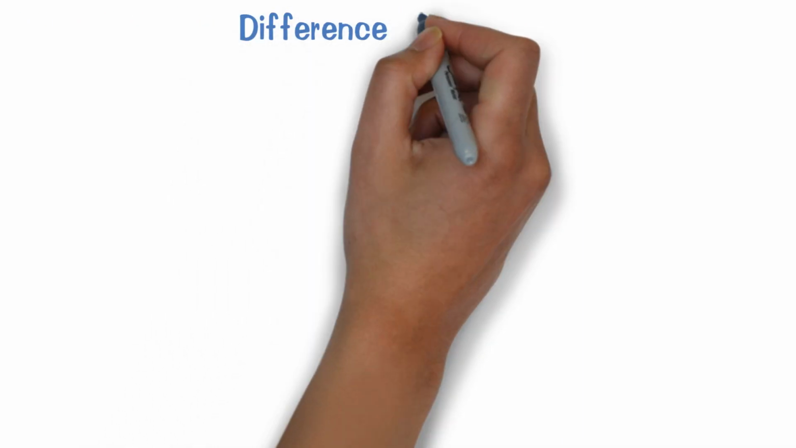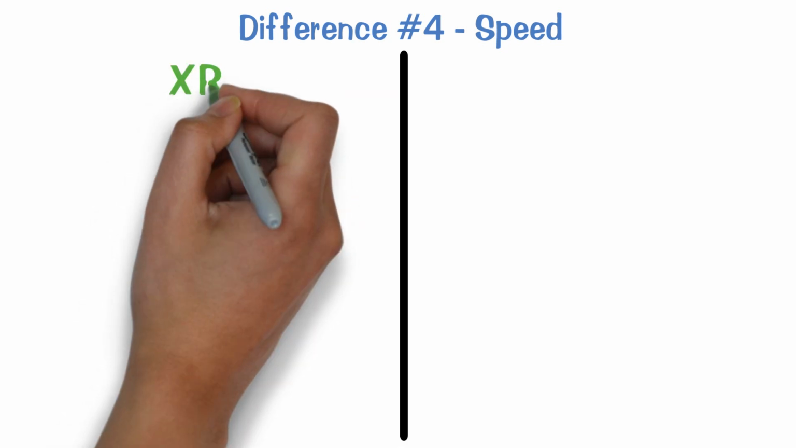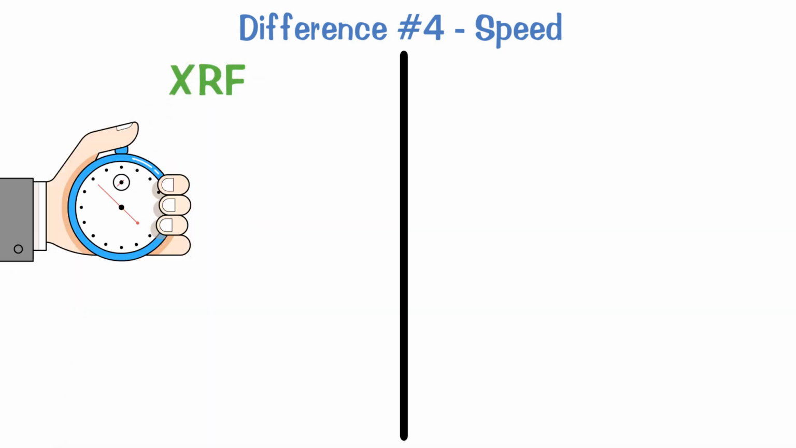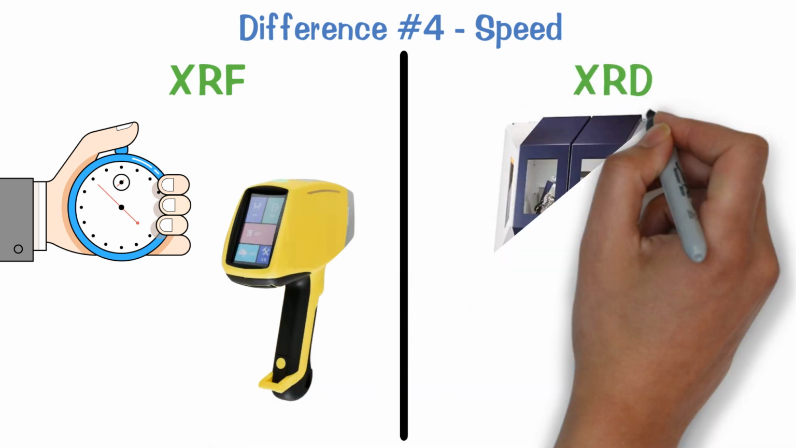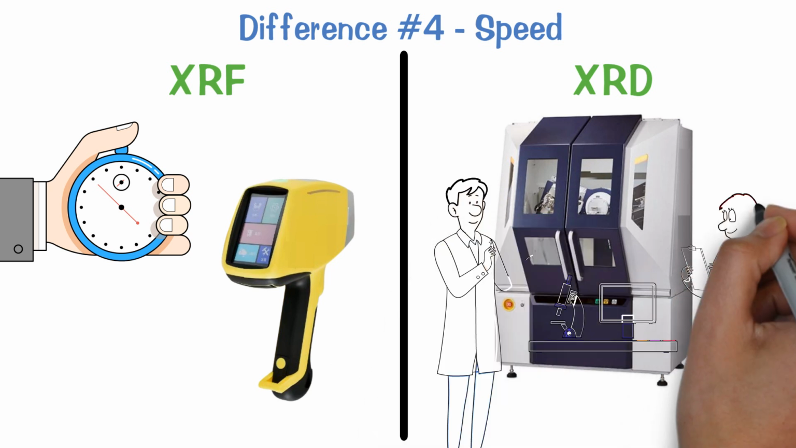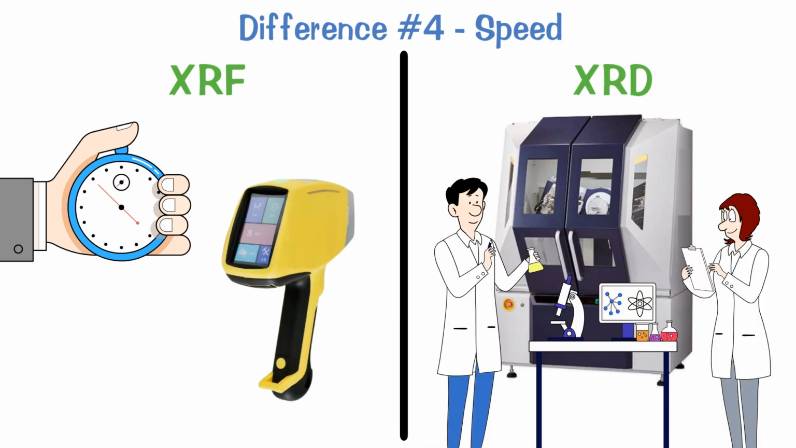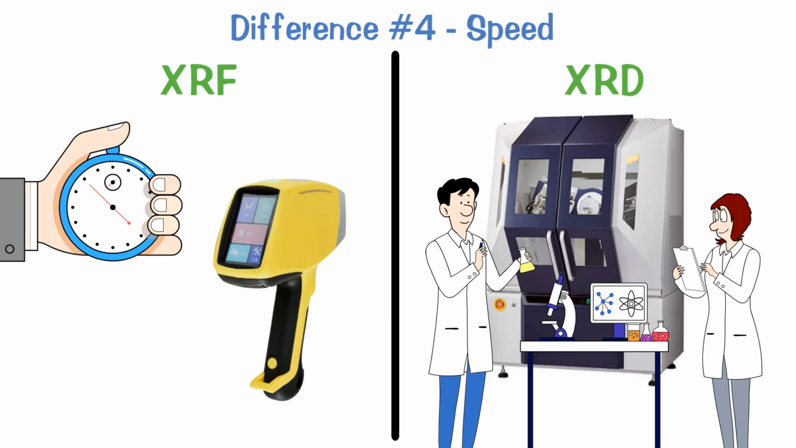Difference number 4. Speed. XRF delivers results in seconds. Many analyzers are handheld and can be used directly in the field. XRD is slower. It usually requires laboratory equipment and sample preparation, but provides much deeper structural information.